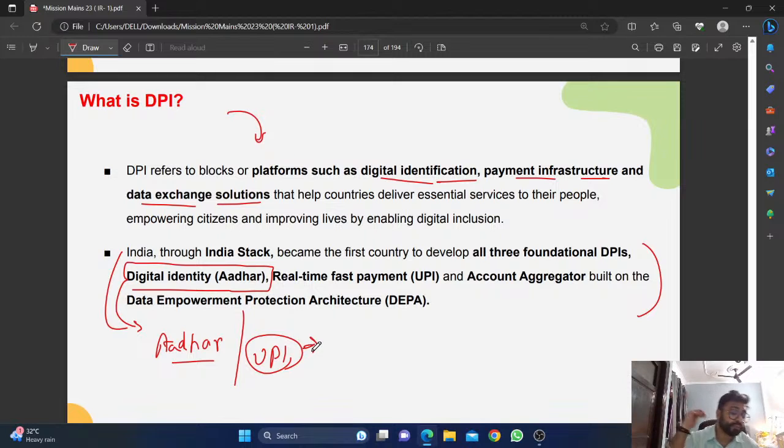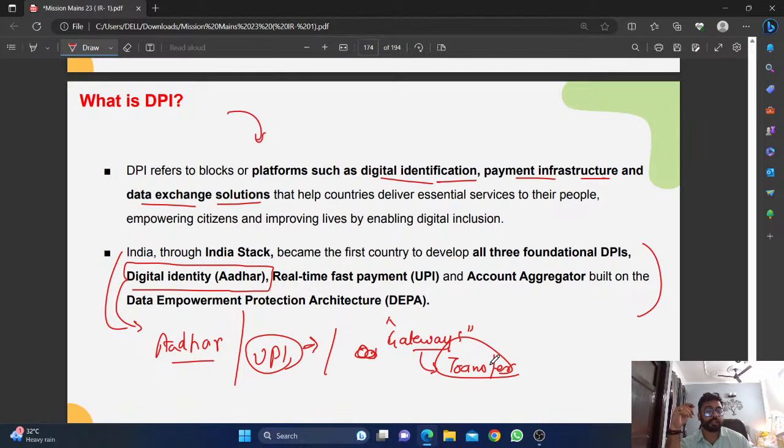Then the Account Aggregator. You must have heard of the Account Aggregator, the payment gateways that allow Indian banks to transfer money from one bank to another or from one individual to another. This is possible because of the presence of the account aggregator.